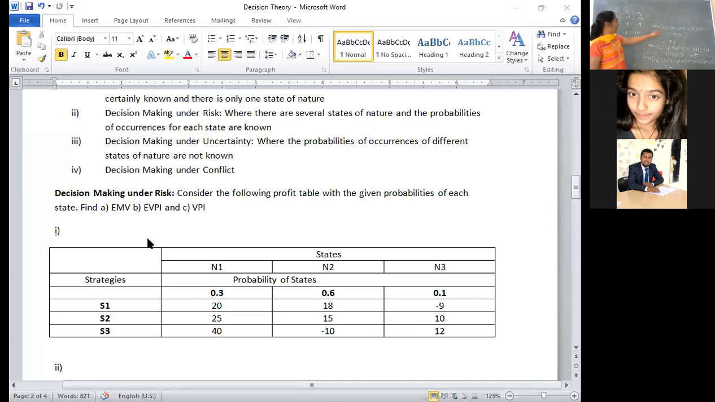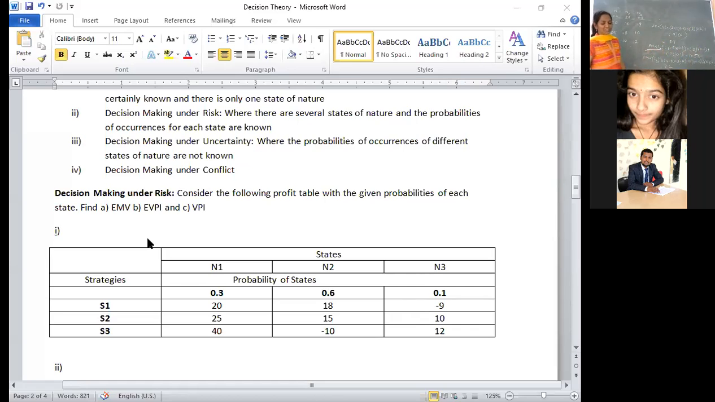Here, among all the three strategies, for strategy S1 we got 15.9. For strategy S2 we got 17.5. For the third strategy we got 7.2. Among all the values, you have to choose the maximum value, that is maximum best payoff. Maximum value is 17.5, which appeared at strategy S2. That's why for the given problem, the optimal strategy is S2. They will ask this for 3 marks, expected monetary value.